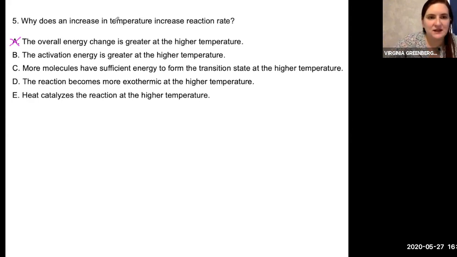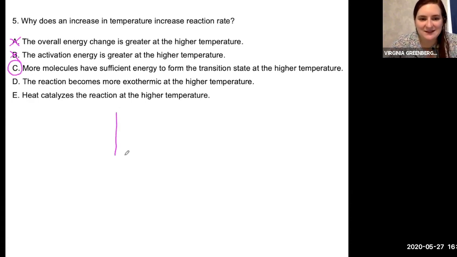B says the activation energy is greater at the higher temperature. And we're going to see that that's not the case. And I think we'll talk about why in a second. So B ends up being false. C says more molecules have sufficient energy to form the transition state at the higher temperature. And this is going to be the correct answer.